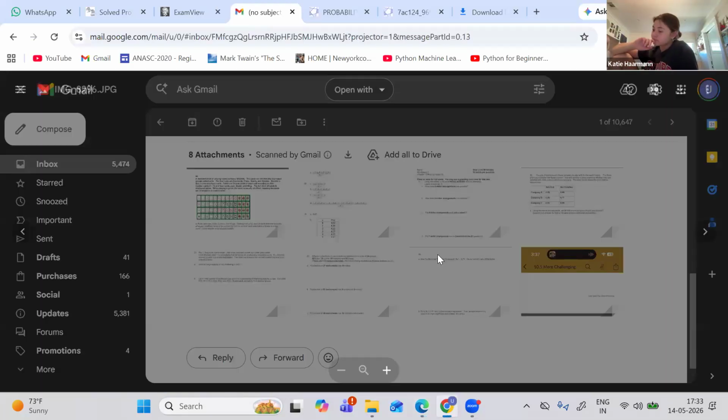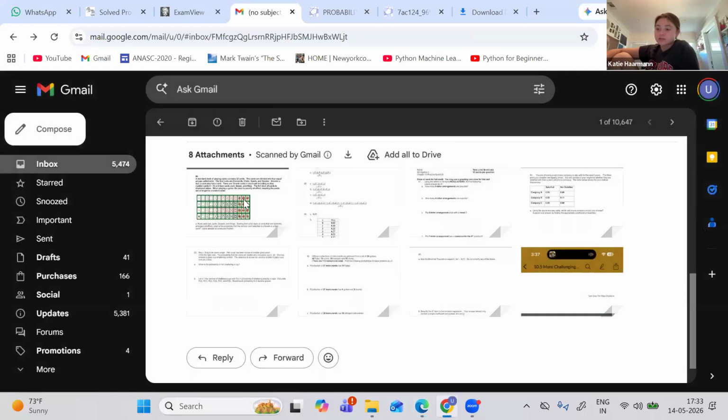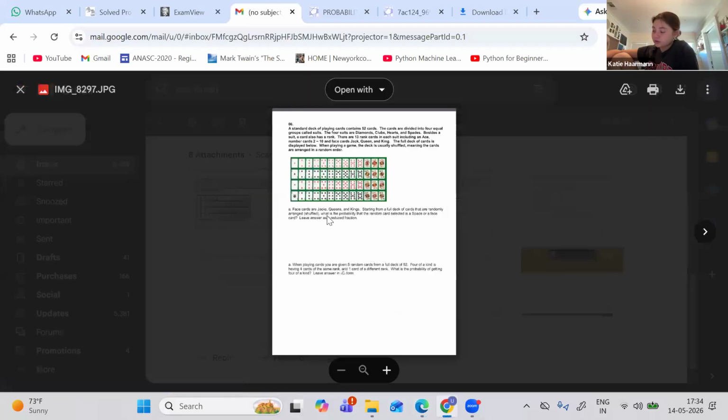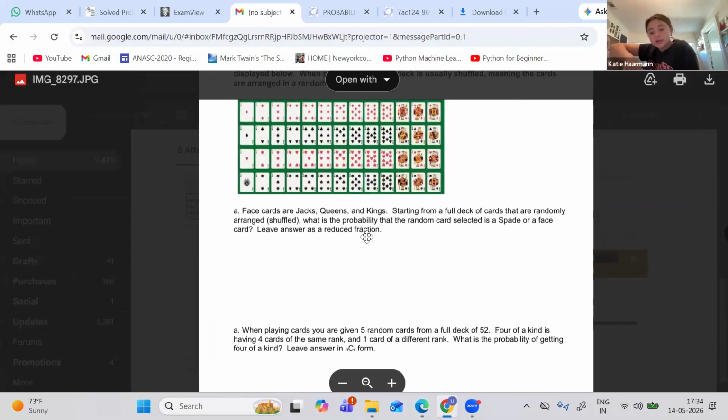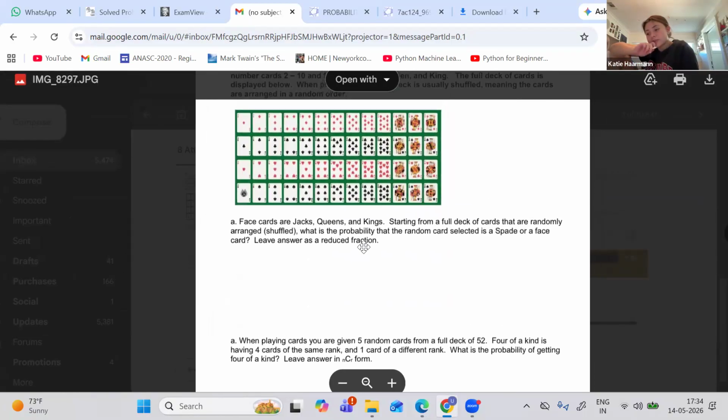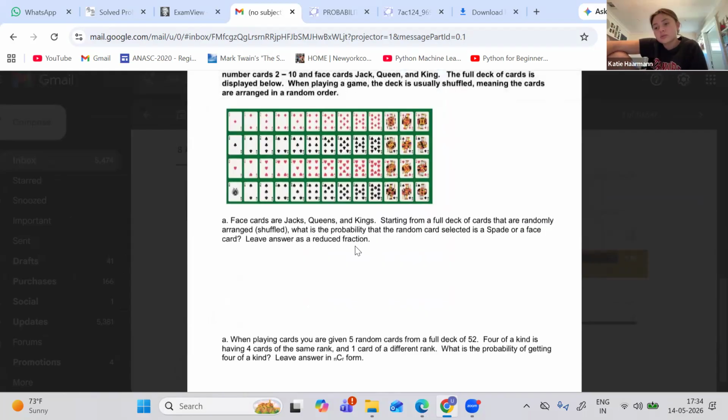Oh, I did this one. Okay, good. That one was fairly straightforward. The sixth one is the same deck thing, the card. I think that one's different questions though. Yeah, these are two different questions.